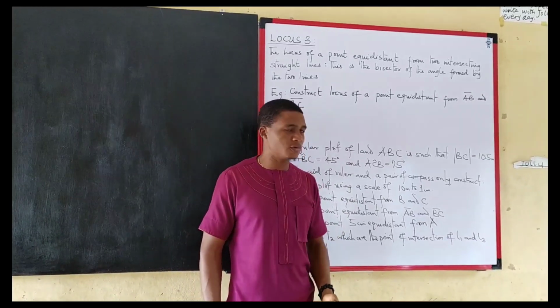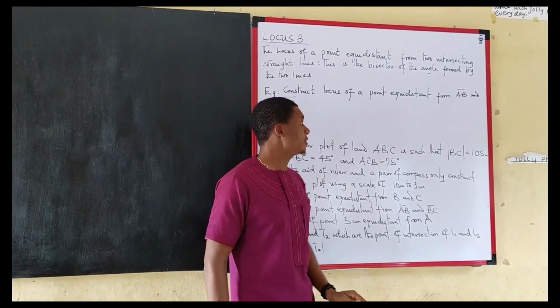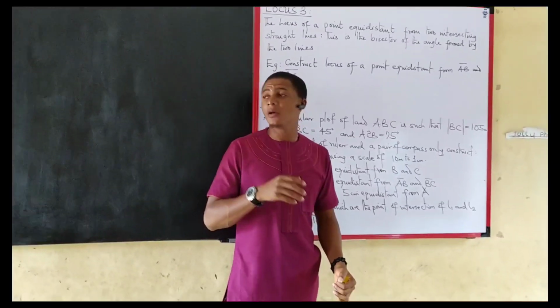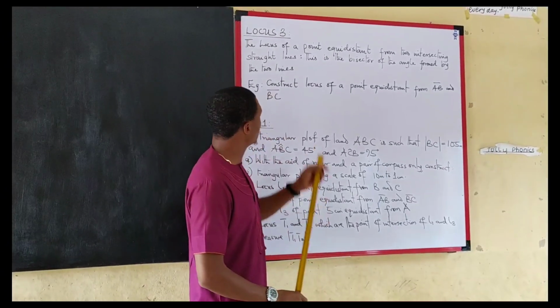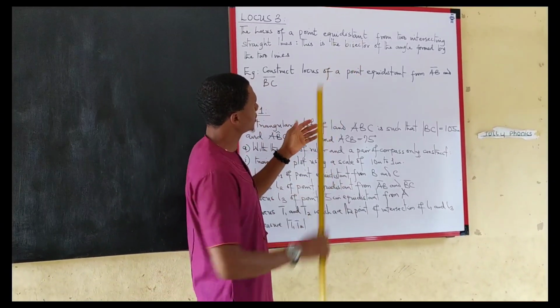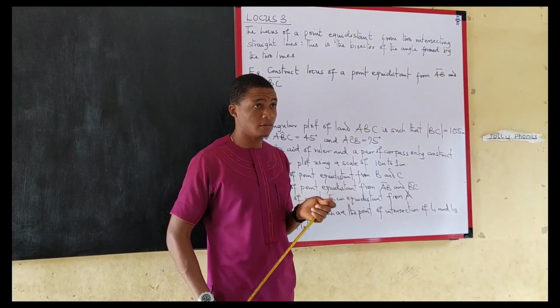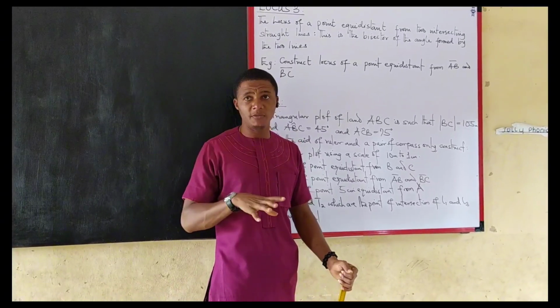I believe I've taught you how to bisect an angle, right? True or false? True. So that means the angle formed by those two lines will be bisected. Are we there? Yes. And that is what is going to form a locus. They will not tell you that the locus of a point equidistant from two intersecting straight lines. No, they will not say it. You need to identify the straight lines by the alphabet or letters.